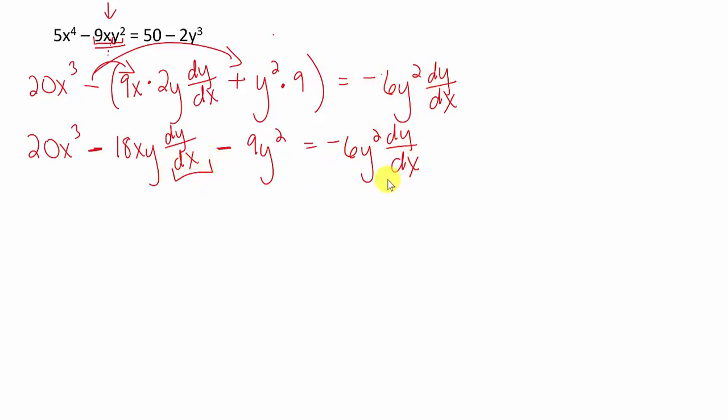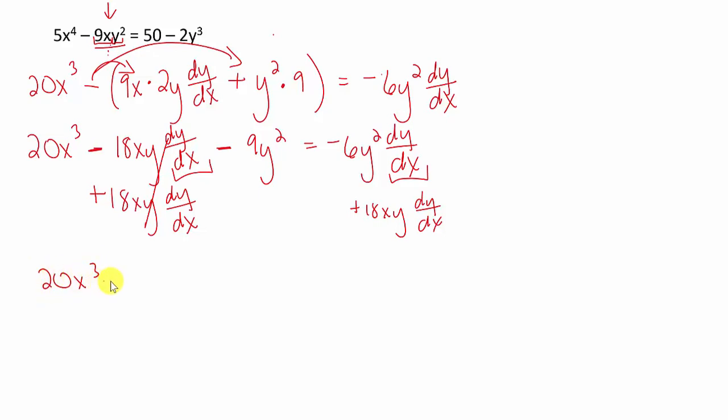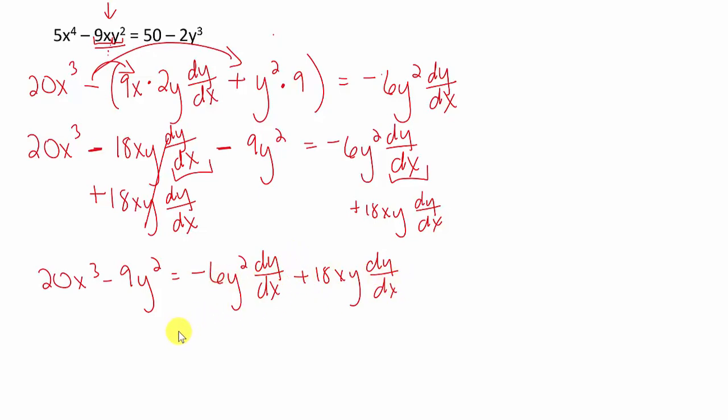Okay, so I have a dy/dx here and a dy/dx here, and I need those two to be together on the same side. And since my other terms are on the left here, I'm just going to move this 18xy dy/dx to the other side. And I am left with 20x cubed minus 9y squared equals negative 6y squared dy/dx plus 18xy dy/dx. Now, since all my dy/dx's are on the same side and there's nothing else on that side, I can leave this side the way it is.